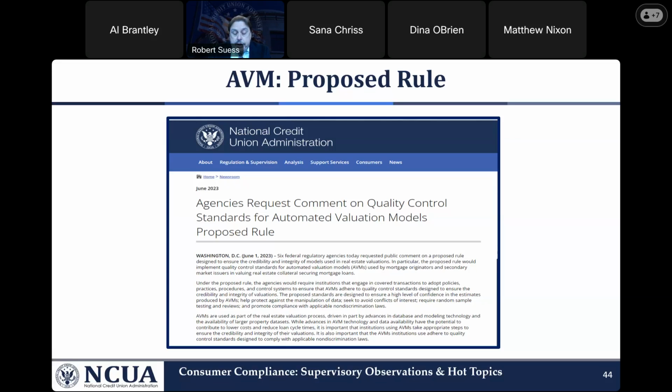Under the proposed rule, the agencies would require institutions to adopt policies, practices, procedures, and control systems to ensure that AVMs adhere to quality control standards designed to ensure the credibility and integrity of valuations. The proposed standards were designed to reduce risk of AVMs by ensuring a high level of confidence in the estimates produced by AVMs, protecting against data manipulation, attempting to avoid conflicts of interest, requiring random sample testing and reviews, accounting for other possible factors that agencies determine to be appropriate, and promoting compliance with applicable non-discrimination laws.